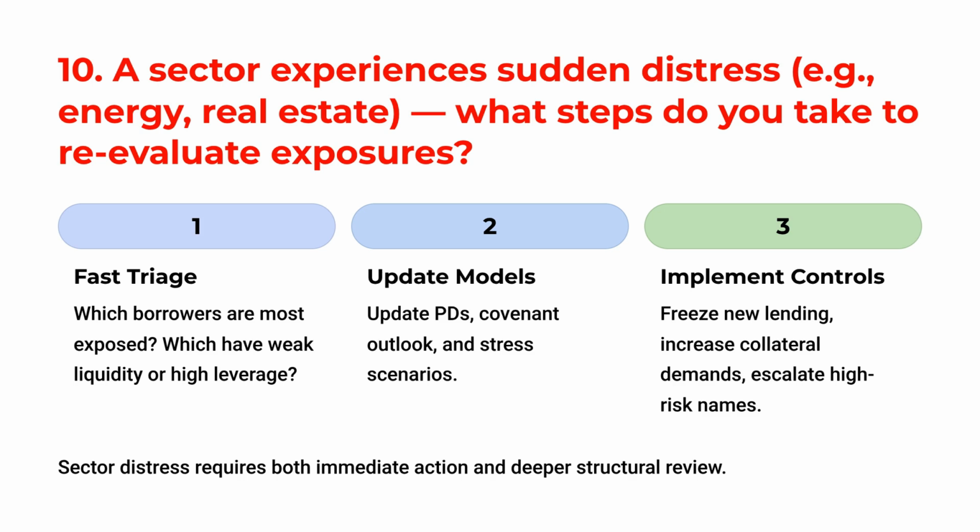A sector experiences sudden distress, e.g., energy, real estate. What steps do you take to reevaluate exposures? You start with a fast triage. Which borrowers are most exposed? Which have weak liquidity or high leverage? Then update PDs, covenant outlook, and stress scenarios. You may freeze new lending, increase collateral demands, or escalate high-risk names. Sector distress requires both immediate action and deeper structural review.